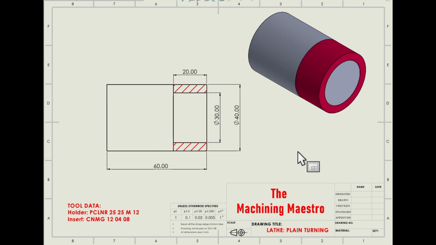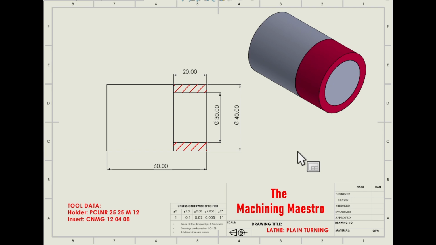Today I'm going to explain plane turning programming by using the Siemens Sinumerik controller. Before going for plane turning, we should know what plane turning is. It is also called straight turning. It is a fundamental lathe operation that uses a cutting tool to remove excess material from a cylindrical workpiece, reducing its diameter to a specified dimension while maintaining a uniform diameter along its entire length.